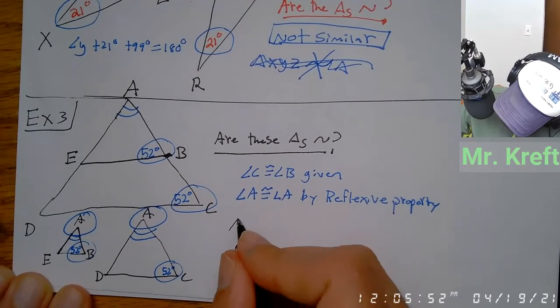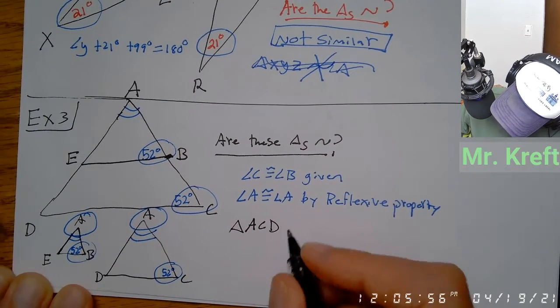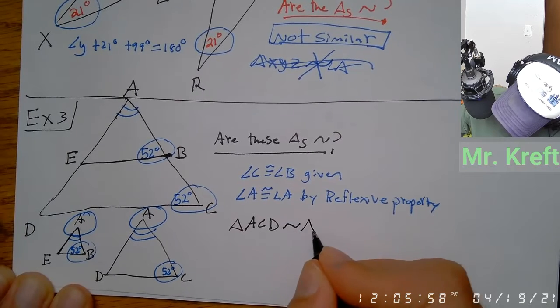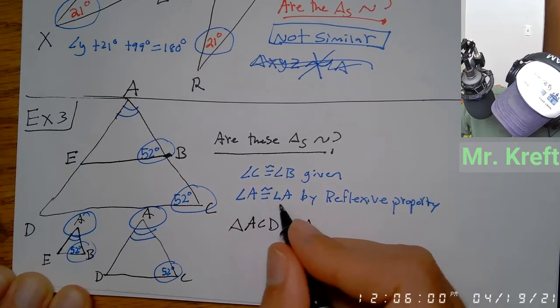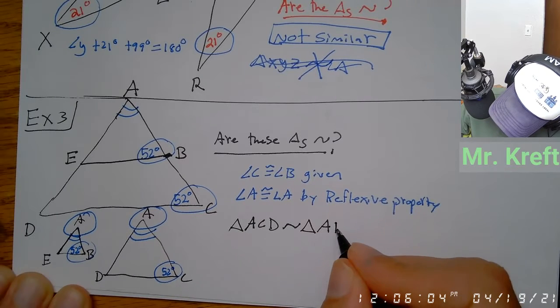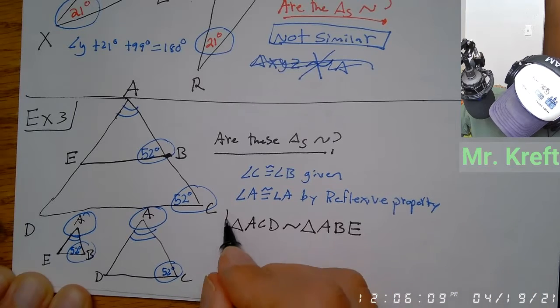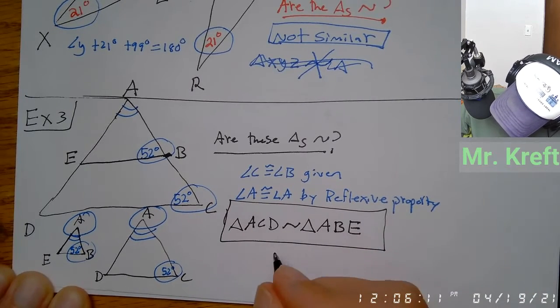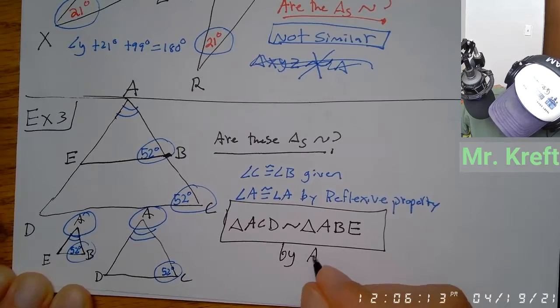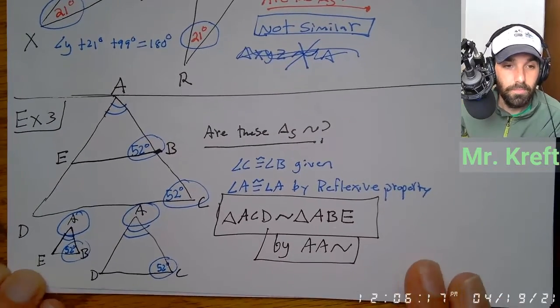So I can say, hey, triangle ACD is similar to triangle. Well, we just found out A goes with A, C goes with B, and D goes with E. Oh, and I should say by a similarity, right? We should have the reason there.